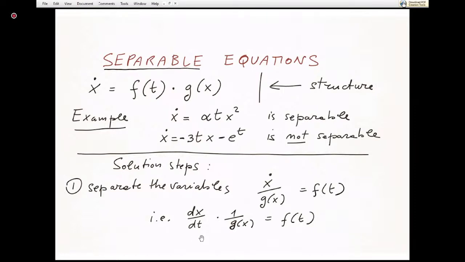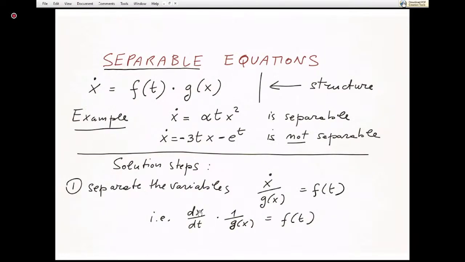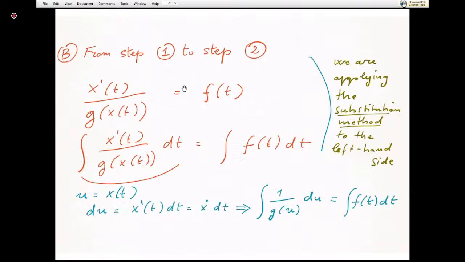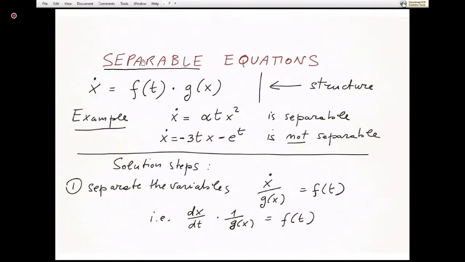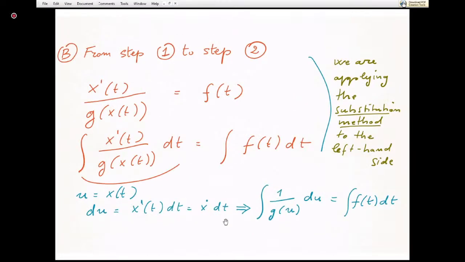Now you have this one, and basically, you take the integral of both sides by removing the derivative here, or better, this becomes x dot times dt, okay, which is dx. So we compute one integral with respect to x, the other with respect to t. So the second remark is that when we go from step 1 to step 2, in fact, we are integrating by substitution.